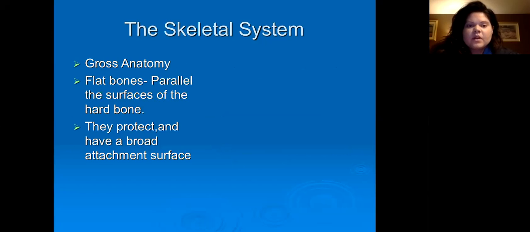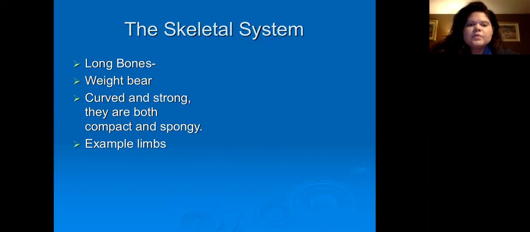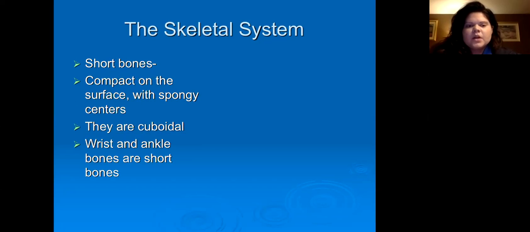storage. You have the gross anatomy, which include flat bones, which parallel the surface of the hard bone. They protect and have a broad attachment surface. Long bones, they do more of the weight bearing. Curved and strong, they're both compact and spongy. Examples of those could be your limbs. The flat bones would be more like your scapula, things like that. Short bones, they're compact on the surface with spongy centers. They're cuboidal. Wrist and ankle bones are short bones.